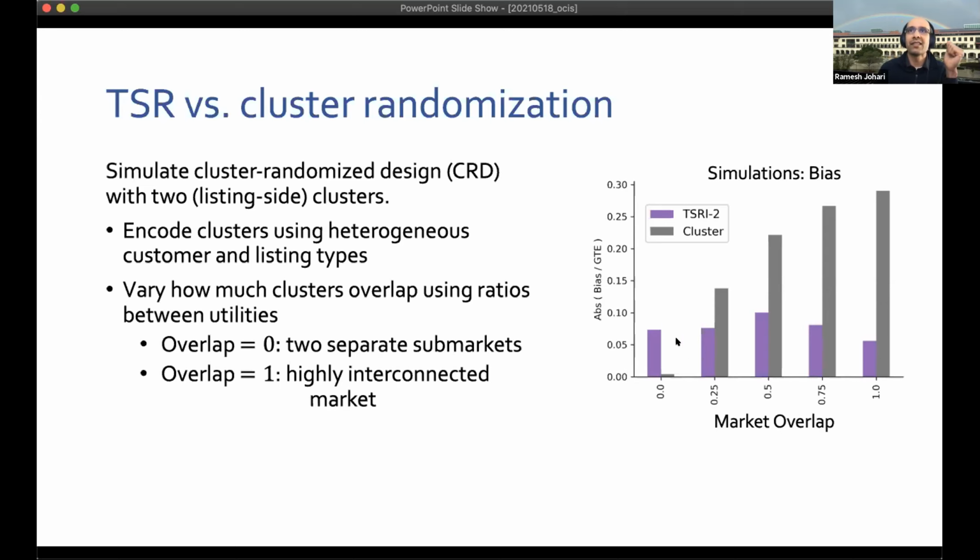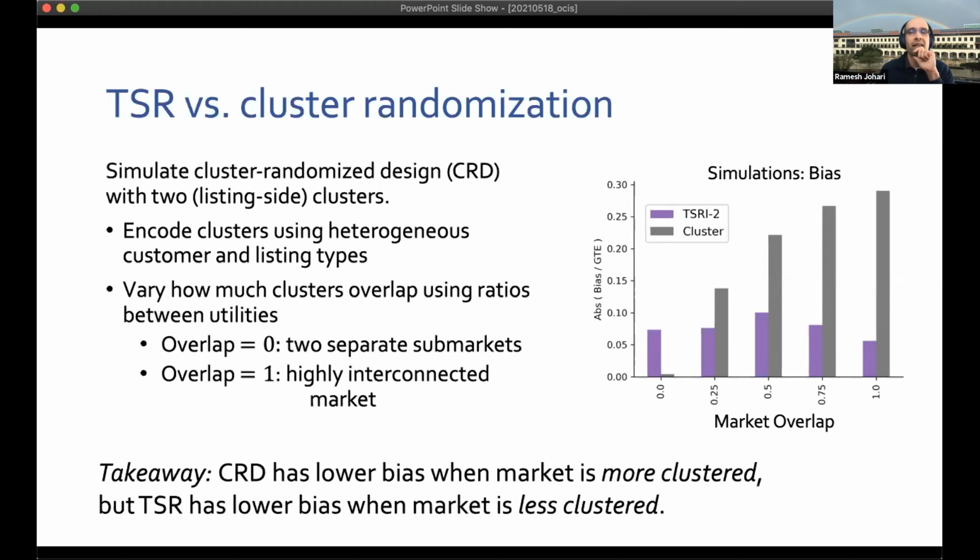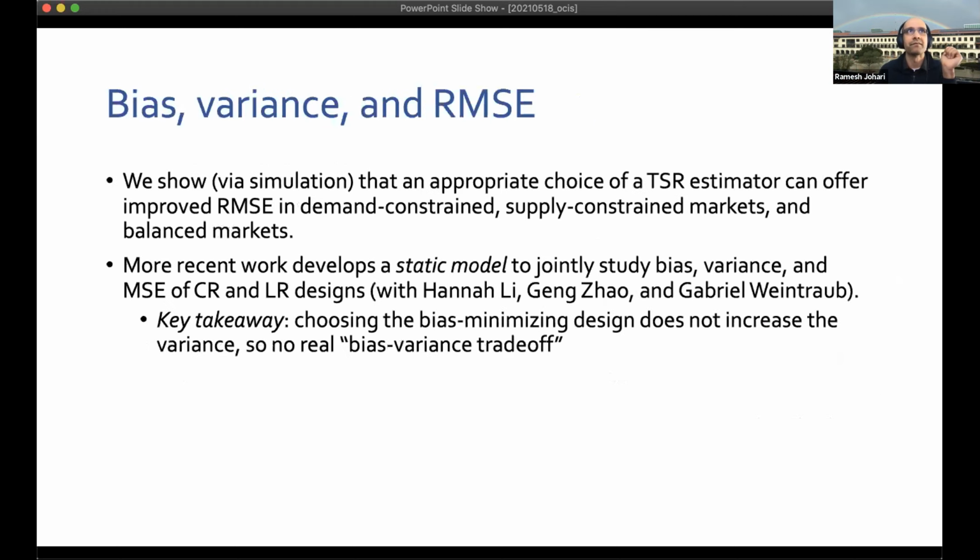And that's a situation where TSR, this two-sided randomization and associated estimator, actually controls that bias even as the market overlap grows. And this is valuable from a practical perspective because it allows the platform not to have to worry about completely disentangling clusters to be able to run experiments. So this was kind of a valuable insight in comparison with a standard design.